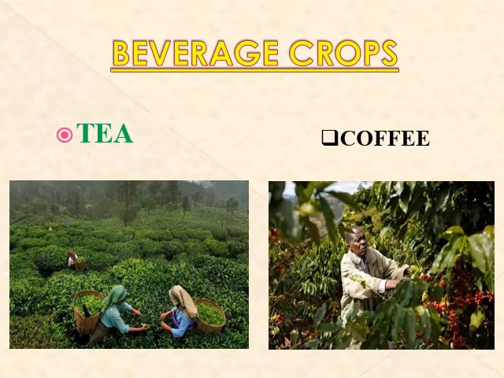Students, two pictures are given. These are the pictures of tea and coffee production. Okay, so these are the major beverage crops.